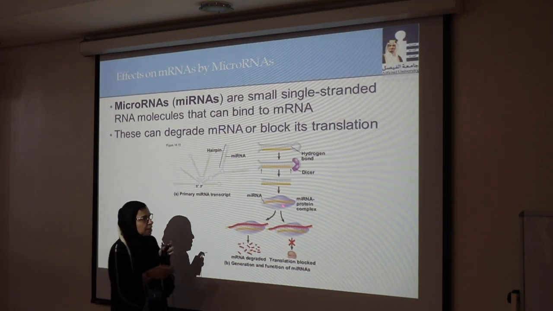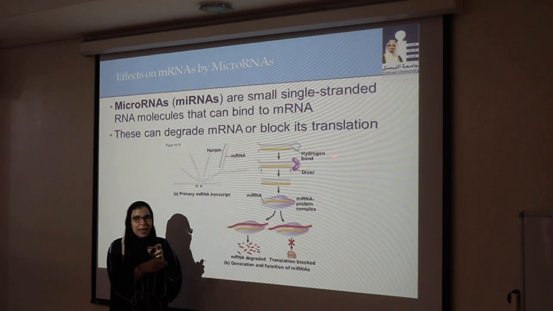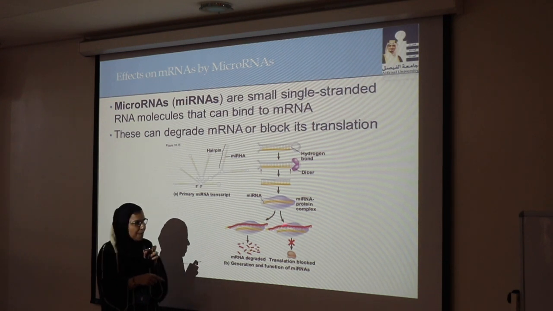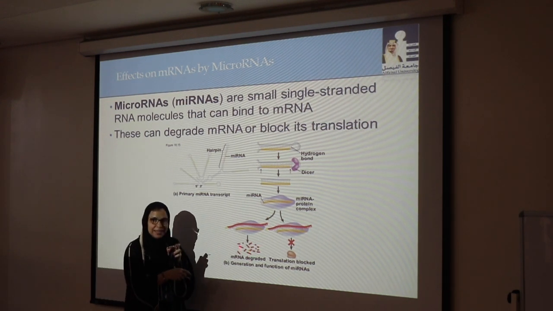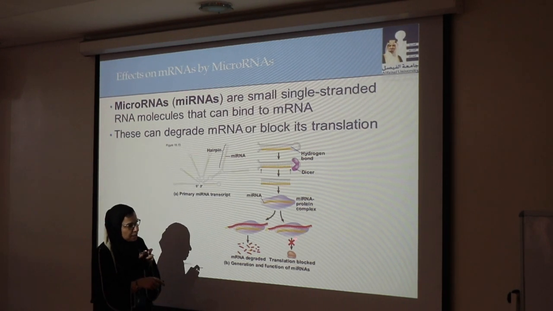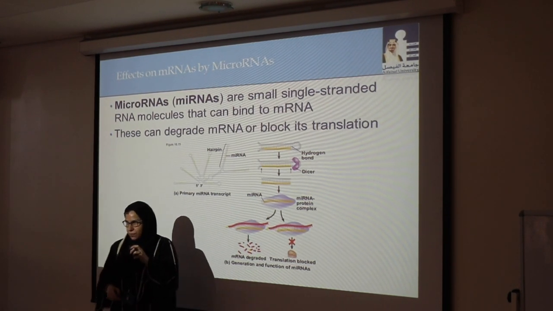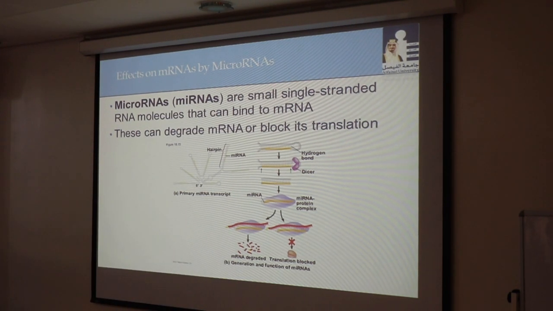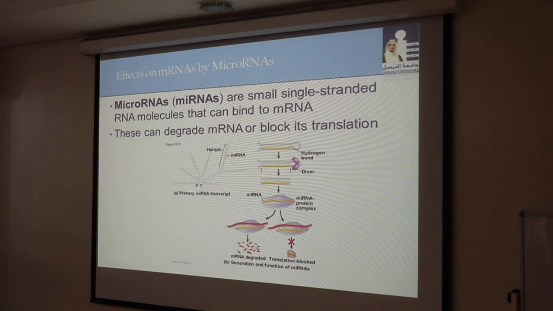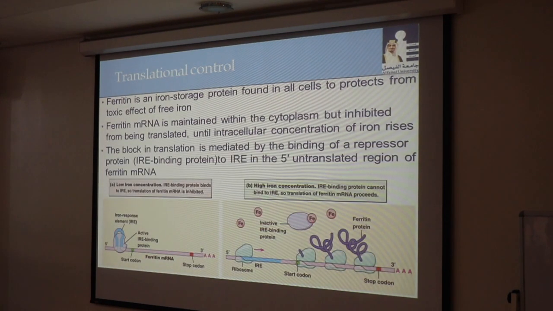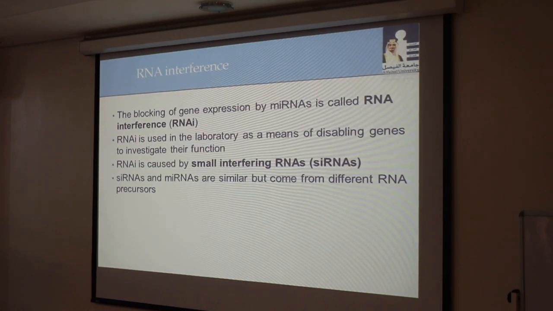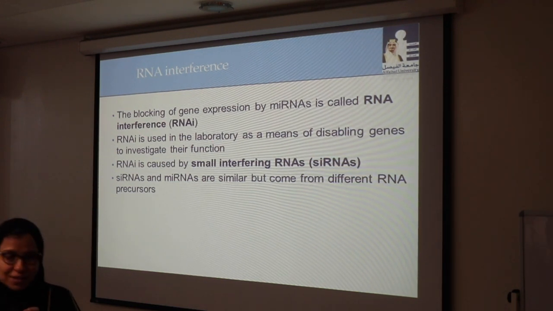With translation. So this is the mRNA, and the microRNA can bind to the messenger RNA, and it can either degrade it or block the translation. This is what we call RNA interference, and it is a very new area of research. They use it in the lab, where we can make small interfering RNA. The method is called RNA interference, and they're trying to edit genes with it.